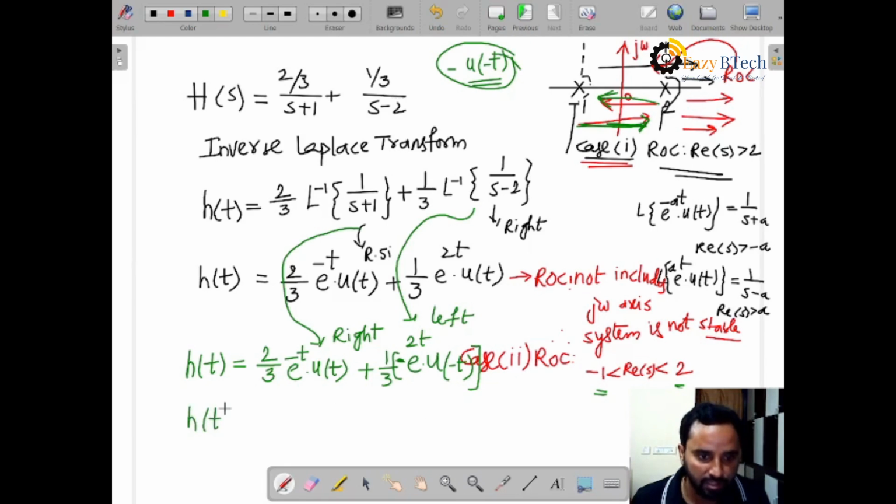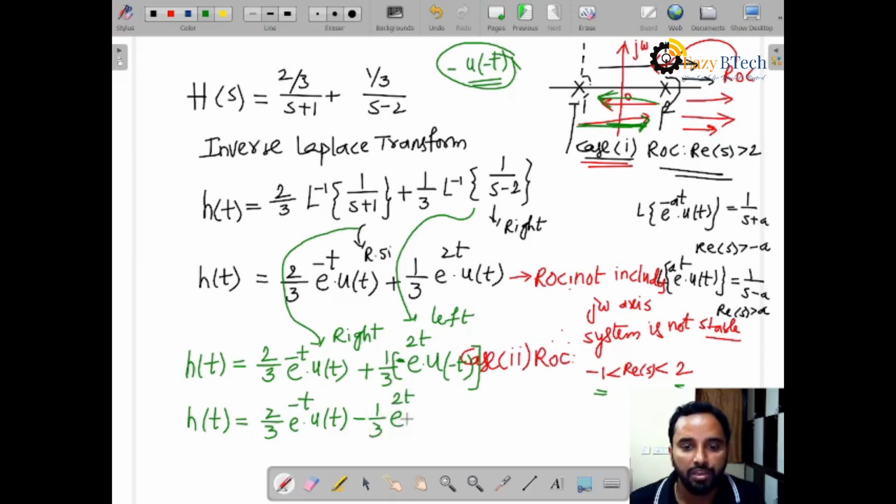Now the final answer: h of t is equal to 2 by 3 e power minus t u of t minus 1 by 3 e power 2t u of minus t. So 1 by s plus 1 is a right sided signal, that is why it is multiplied by u of t, and 1 by s minus 2 must be a left sided signal. Then we have minus 1 to 2 as the final ROC. So one is right sided and one is a left sided signal.